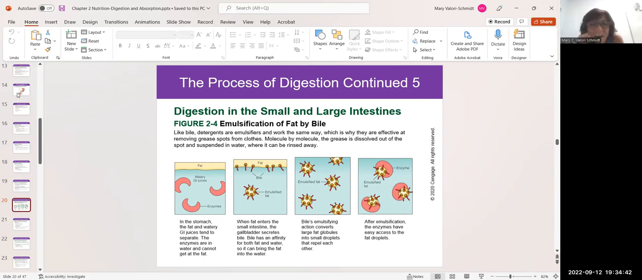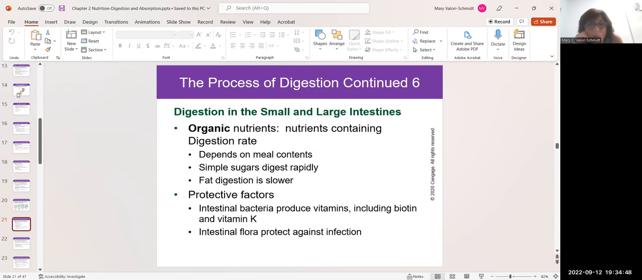Okay. Let's see. I basically already talked about this, the digestion in the small and large intestines. Organic nutrients: the digestion rate, how quickly food gets digested, depends on what kind of food you ate. Carbohydrates, sugars, and starches tend to be digested the quickest.